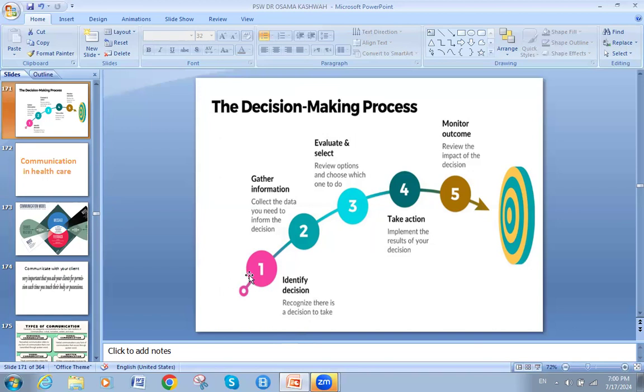As an example, let's identify the decision again. I will identify the decision, meaning the problem, the reason why there is a problem that needs a decision. For example, I have a headache, so I identify the reason for the headache. Secondly, check for the alternatives. What are the reasons that could cause the headache?